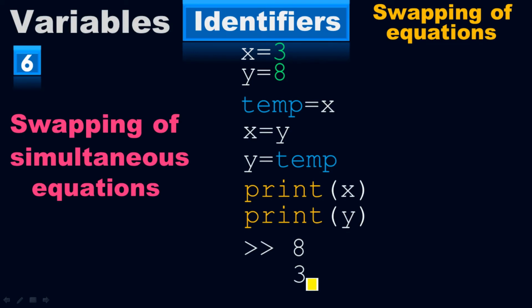So we have swapped the values of x and y with each other. For the x, we got 8 instead of 3. For the y, we got 3 instead of 8. This is what we call the swapping of the equations for the identifiers. We have 2 identifiers, 2 variables here, 2 placeholders here, x and y. We temporarily give the variable name to them, and then at the end we swapped the value of x into y and the value of y into x.